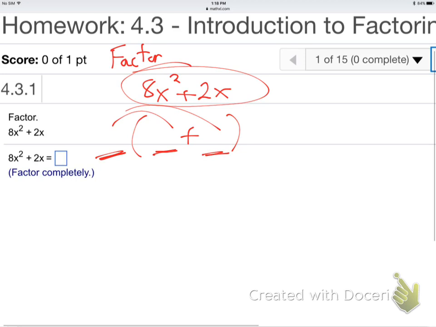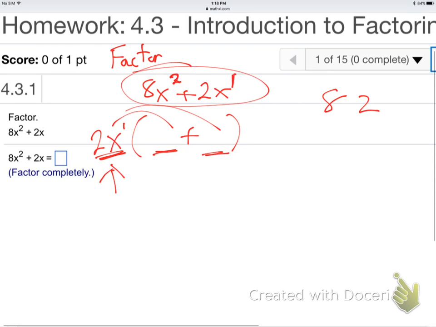Well, how do you know what goes in the front? What goes right there? Yeah, it's whatever goes into both 8x squared and 2x. Like what goes into 8 and 2? What number goes evenly into 8 and 2? 2. And then what do you do with the x? This is x squared, and this is x to the first. Which one do you take? Always the lower one. X to the first.